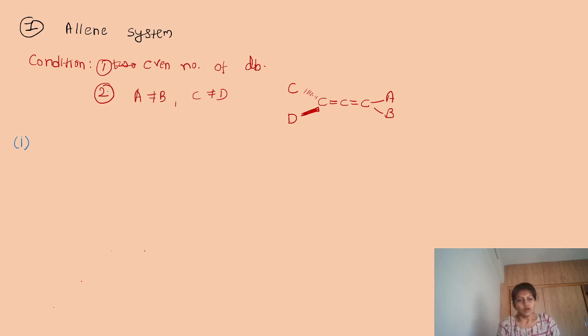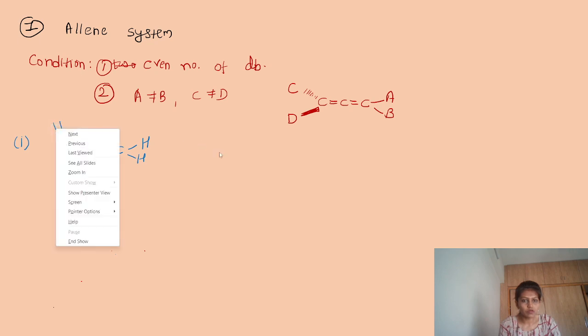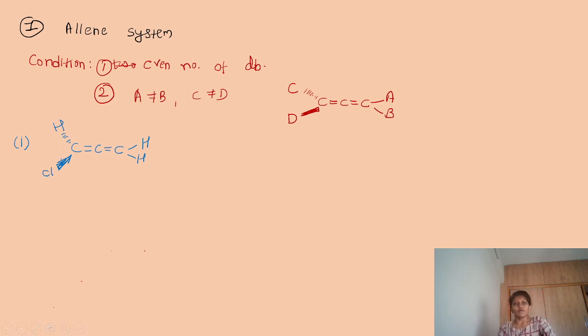Now suppose carbon double bond, carbon double bond, carbon, right? Hydrogen, this is the hydrogen, this is the hydrogen, and suppose this is the chlorine. So first of all, we have to check whether this compound is chiral or not. So for chirality, this is the condition for chirality.